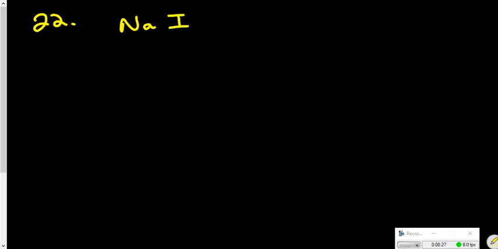So the first question you're going to want to ask yourself is, is this ionic or covalent? Which set of rules are we going to follow? We tell by looking at the first element listed. Is it a metal? If it's a metal, we automatically go with ionic rules. Now, when it's ionic rules, the last name ends in "ide." So first name is sodium, last name is iodide.